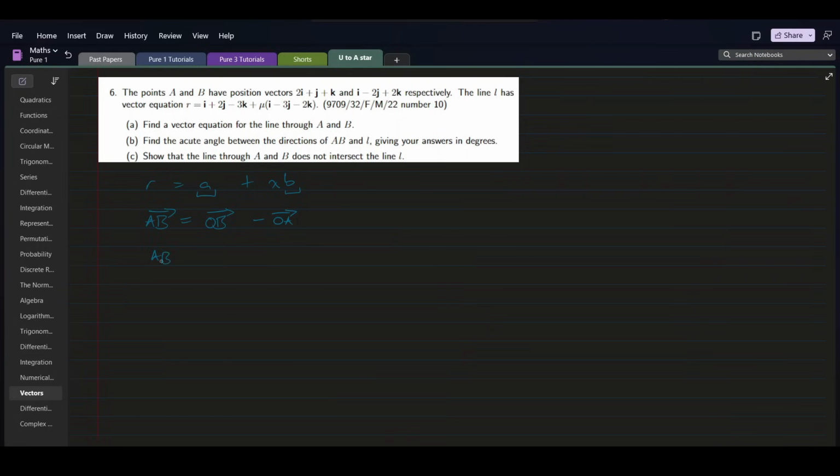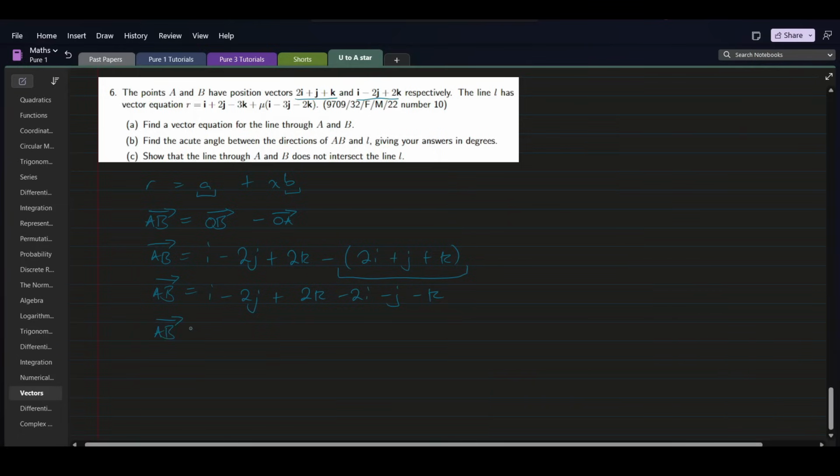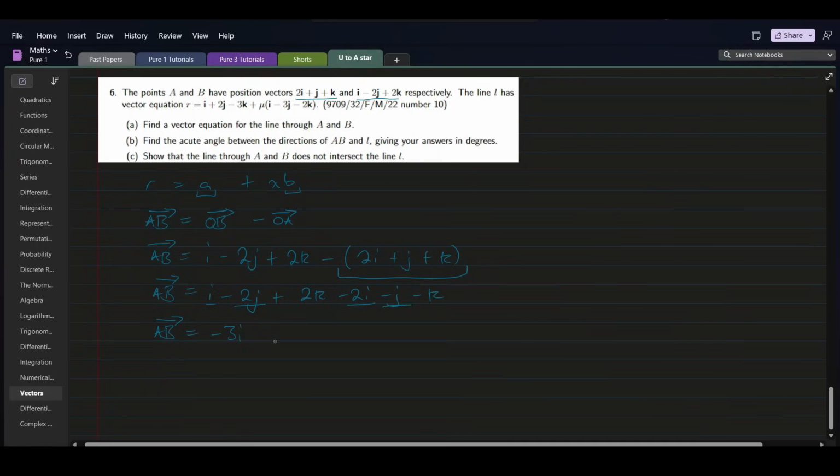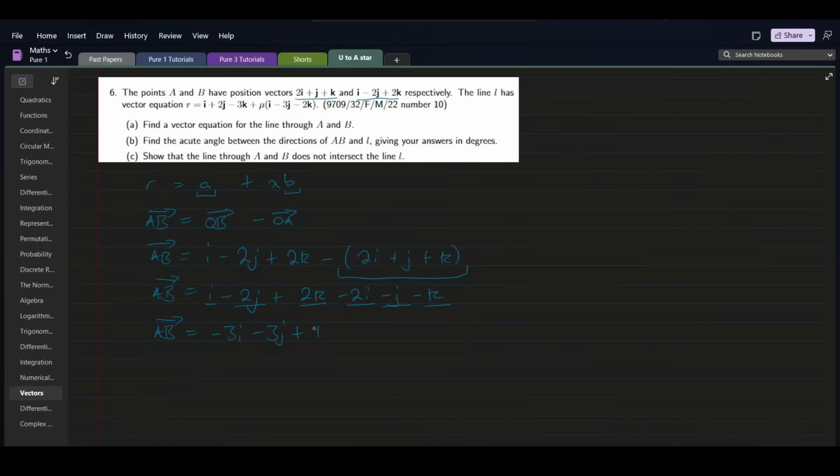Okay, so AB is equal to OB, which is i minus 2j plus 2k, minus OA, which is 2i plus j plus k. Let's expand this bracket over here. So that's minus 2i minus j minus k. And now let's simplify. AB is equal to i minus 2i, that's minus i, then we've got minus 2j minus j, that's minus 3j, and then we've got 2k minus k, that's plus k. And this would be the direction vector AB.